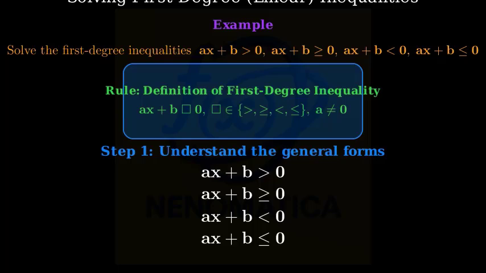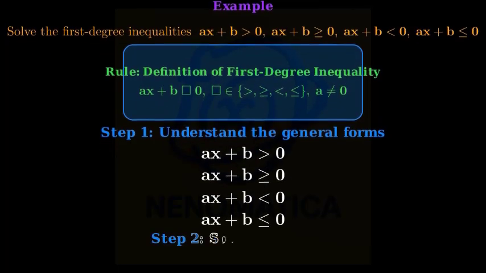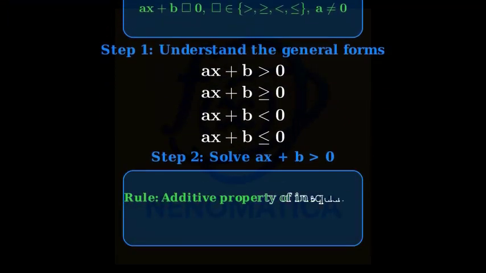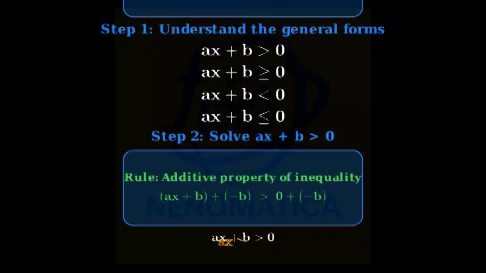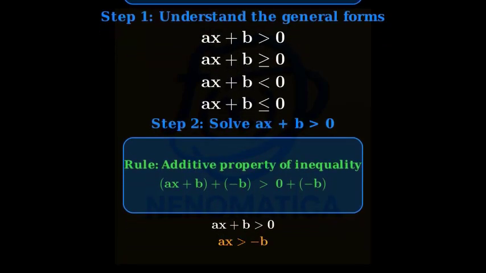Step 2. Solve the prototype inequality, ax plus b greater than 0. We will isolate x. First, use the additive property. Subtract b on both sides. The right side becomes negative b, which we will highlight in orange.